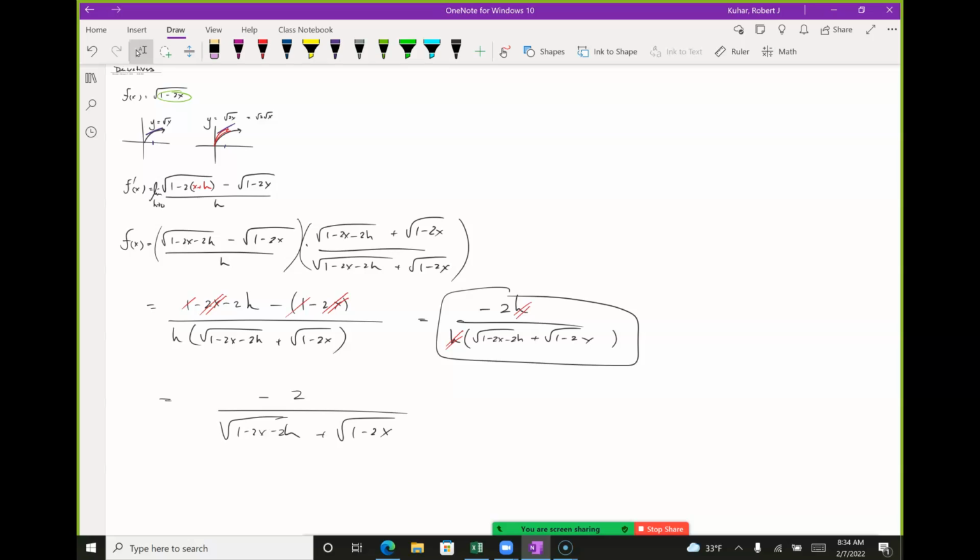This is finally my replacement function. You can see I'm not getting a 0 upstairs, right? You can see that I'm not getting a 0 upstairs.